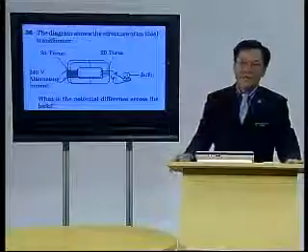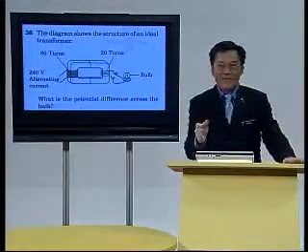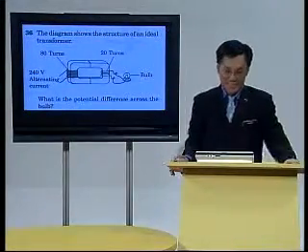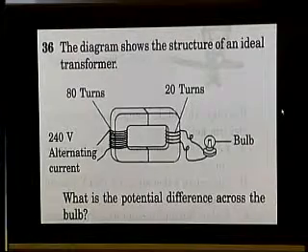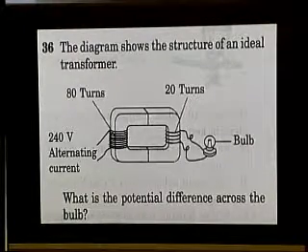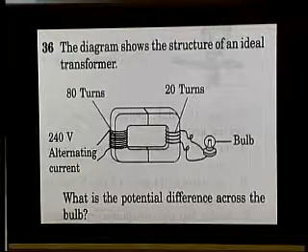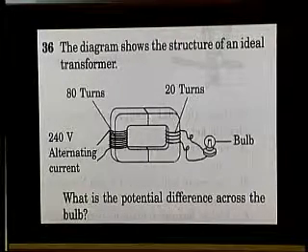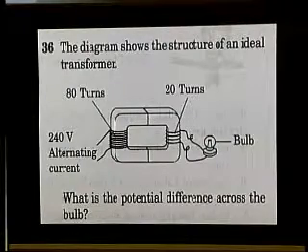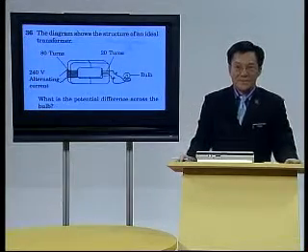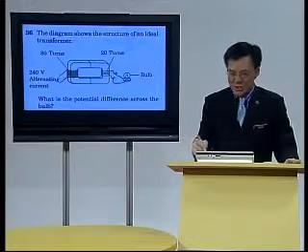Alright, we'll go straight into the question. Let's say you are given a question like number 36 here. The diagram shows the structure of an ideal transformer. There is a diagram there given to you. And the question is, what is the potential difference across the bulb? That is the question. I have got a few suggestions for you all.